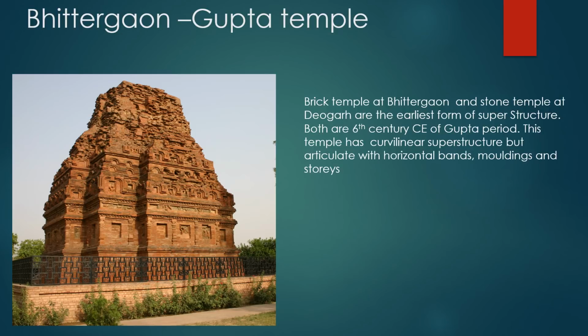So this is the Bhitargaon brick temple of the 6th century CE, constructed by the Gupta kings. This temple has a curvilinear superstructure, articulated with horizontal bands, moldings and stories. You can see the stories, and they provided some cellar-like things, niche-like things in the first tala portions, and also the second and third. It is ruined in condition. That's why it is not clear here.